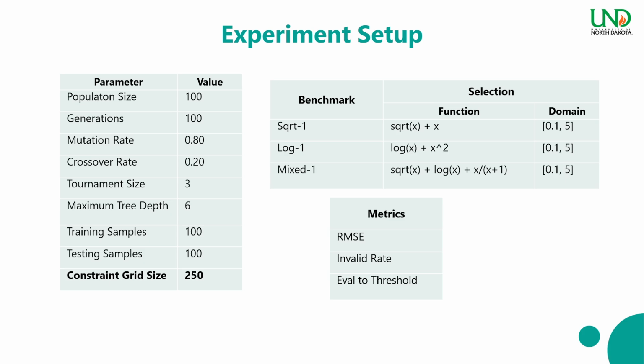The last one here is evaluation threshold, which measures how efficiently the method converges on a solution. Everything here is held constant except for when the constraints are enforced, and the constraint grid is the thing that enables that earlier filtering.